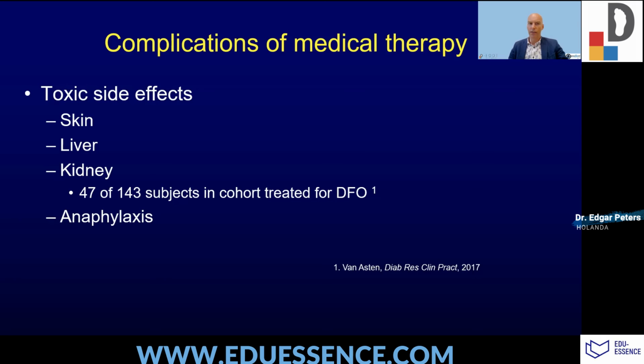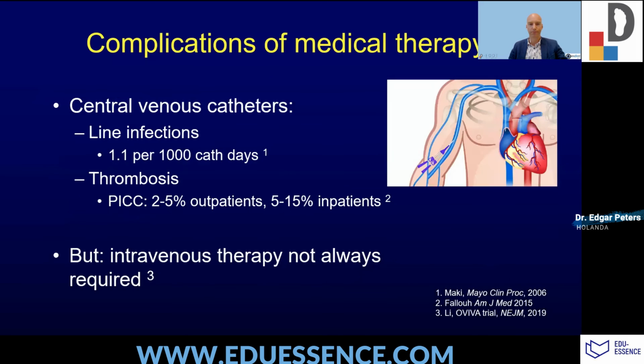But you also have to consider other toxic side effects, for instance, skin problems, liver problems. A fairly high percentage gets acute kidney injury, and anaphylaxis is a lot more uncommon. If you give IV therapy with a central venous line, then you have to be aware that some of the lines will get infected, a vast set percentage, say about 1 promille per capita day, and there'll be some thrombosis. So the more you use central venous lines, the more likely it is that you get either infection or thrombosis.